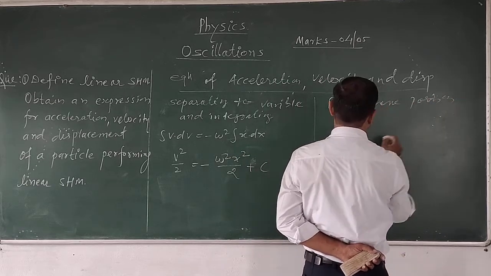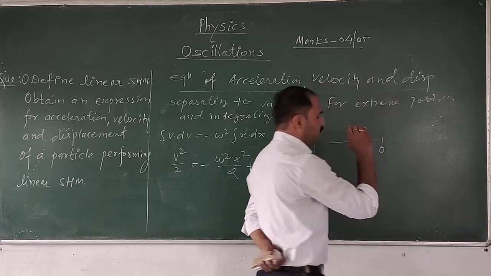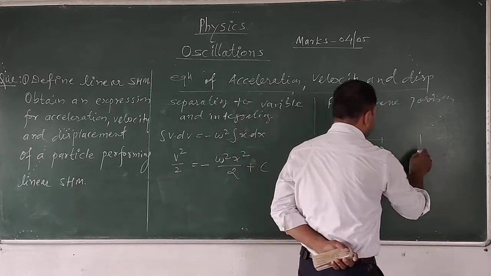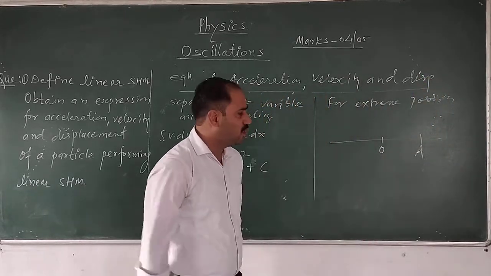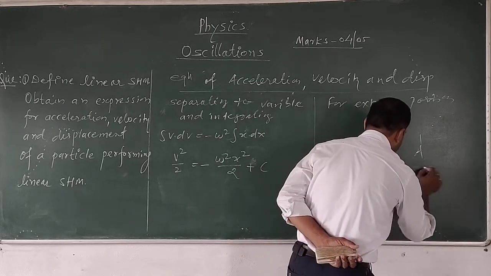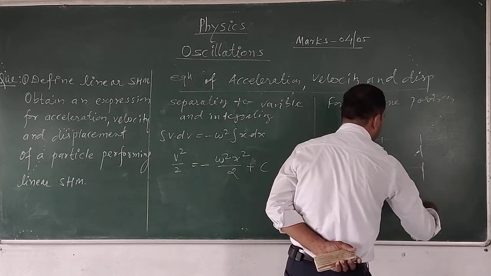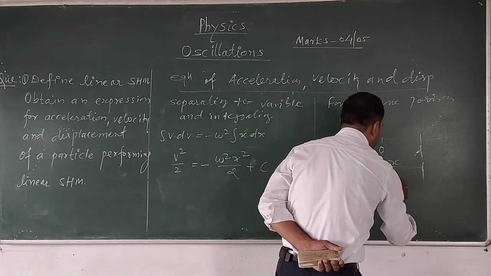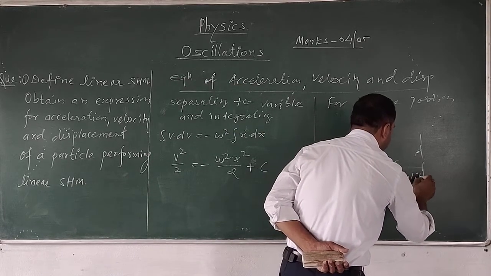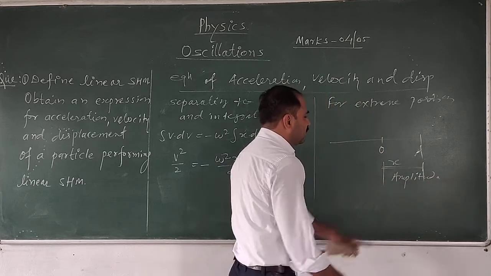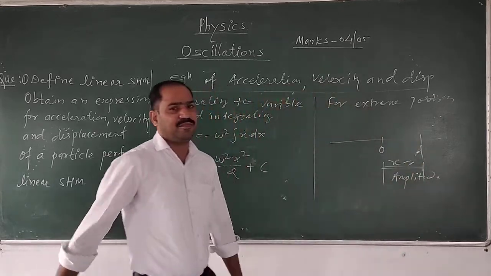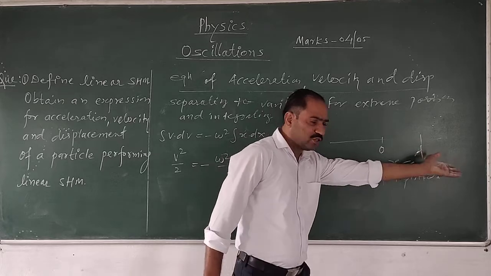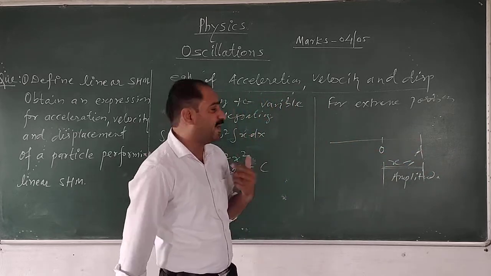What happens at the extreme position? Let us take this as the mean position. At the extreme position, the maximum displacement of the particle from its mean position is called the amplitude. So x is equal to a; we take this side as positive and this side as negative.